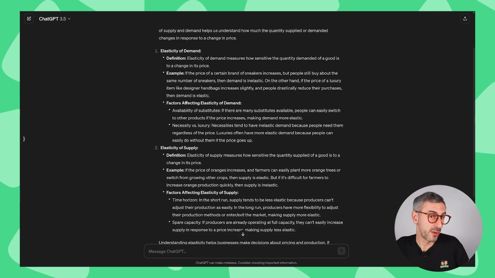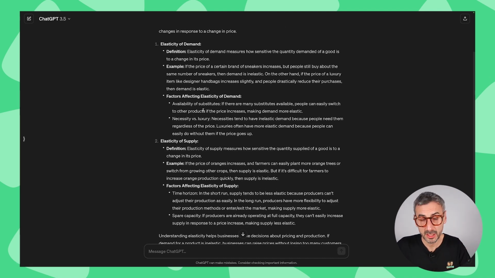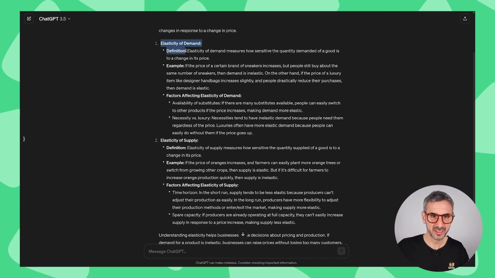Then it gives me some factors that could affect the elasticity of demand. For example, the availability of substitutes. If there are many substitutes available, people can easily switch to other products if the price increases, making demand more elastic. Necessity versus luxury. Necessities tend to have inelastic demand because people need them regardless of the price. On the other hand, luxuries often have more elastic demand because people can easily do without them if the price goes up. So that was for the elasticity of demand.